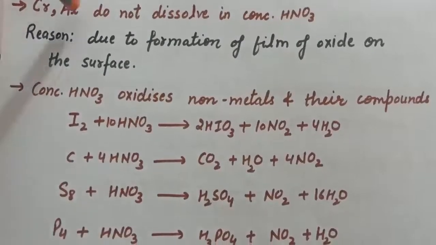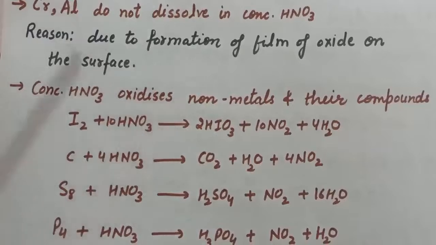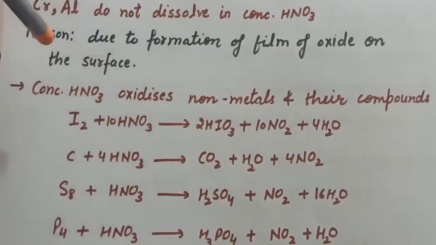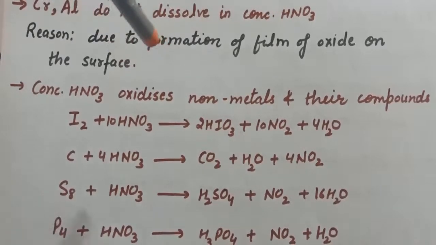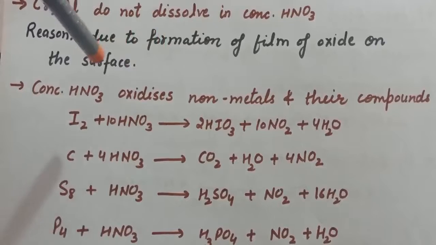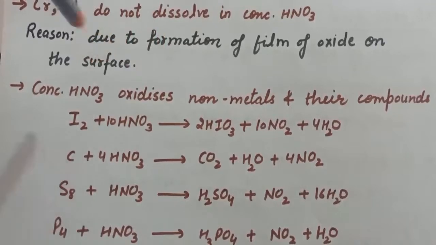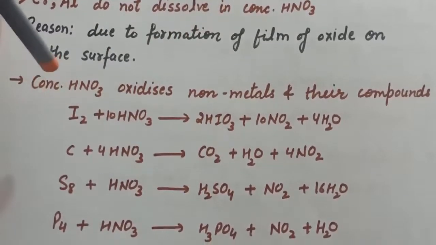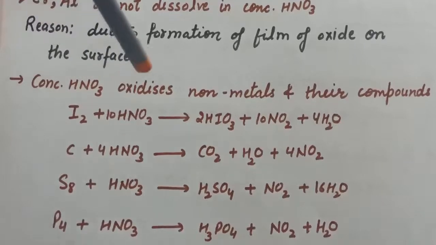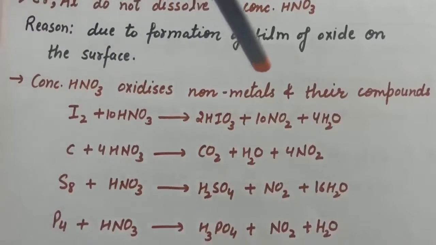So chromium and aluminium do not dissolve in concentrated HNO3, and the reason is when we put chromium and aluminium in concentrated HNO3, a layer of oxide will form at the surface, and because of this, chromium and aluminium do not dissolve in concentrated HNO3. Next property of nitric acid is that concentrated nitric acid oxidizes non-metals and their compounds.